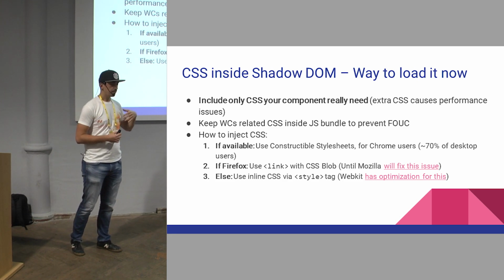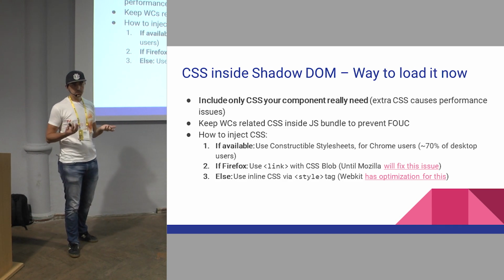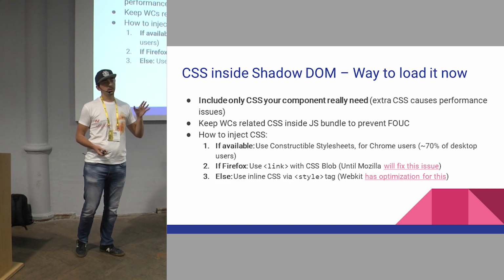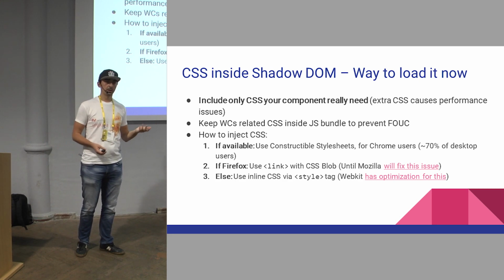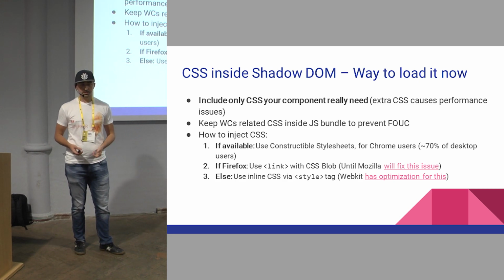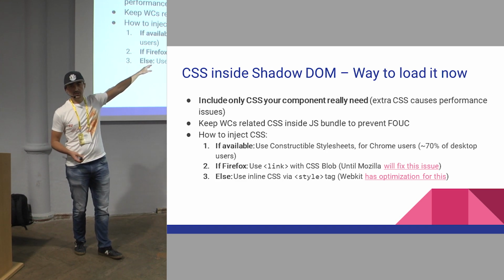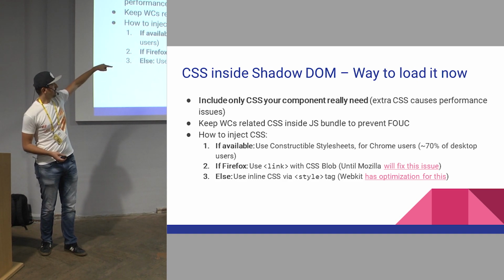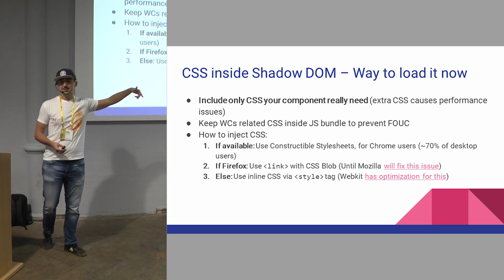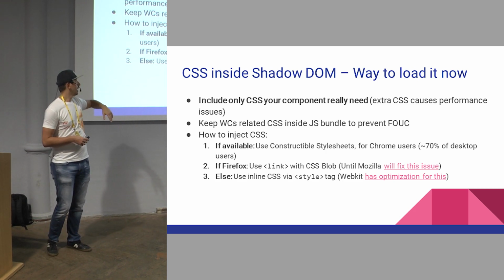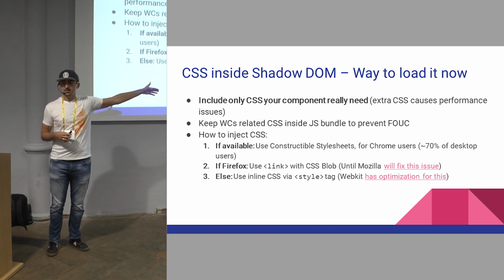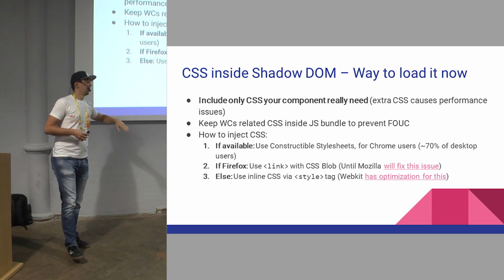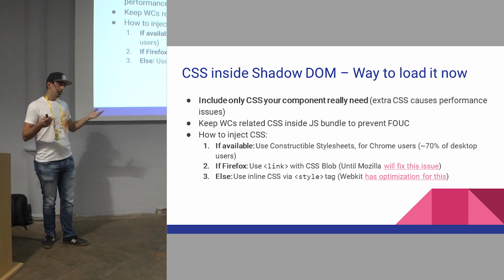The next point is to keep your CSS in a JavaScript bundle. It may sound weird, but nowadays this is the only way to be sure that you won't have flickering of unstyled content. And use constructible style sheets if available. For Firefox, use a link with the CSS file represented as a blob link, because this is the most optimal solution for Firefox. And for WebKit, use just inline CSS. Hopefully, for example, Lit element will do it automatically for you. But if you're writing them manually, just be aware.